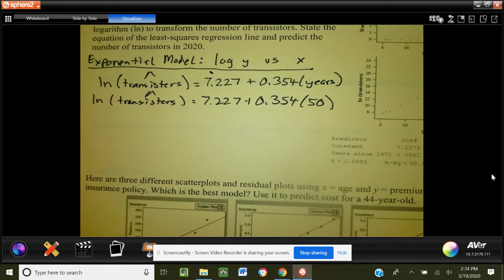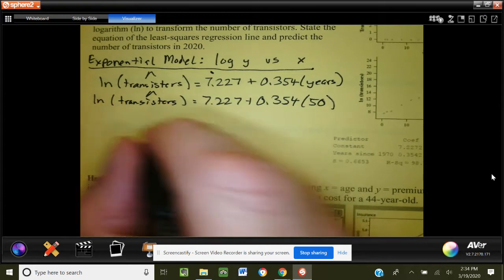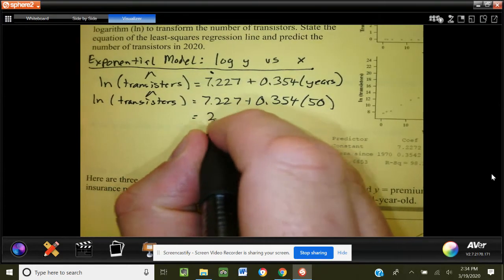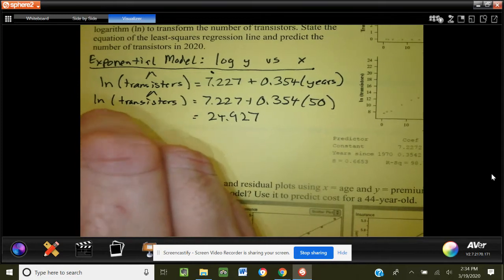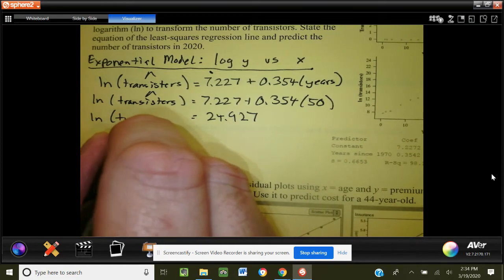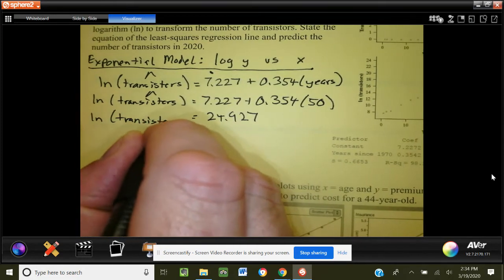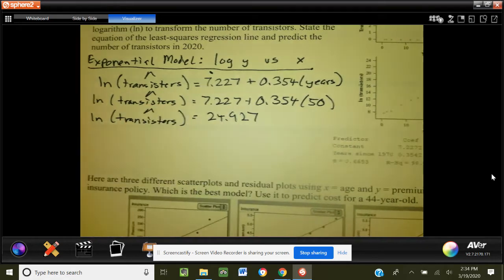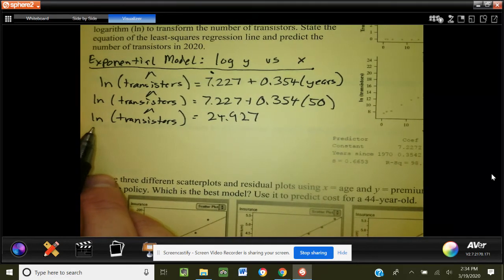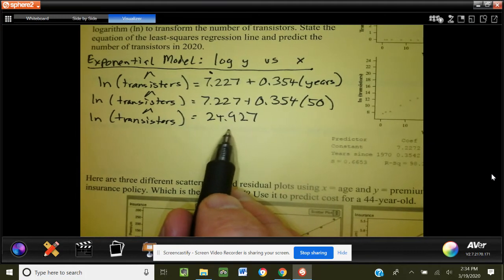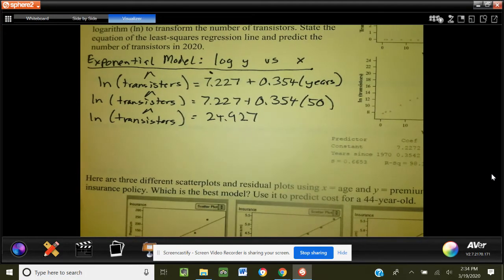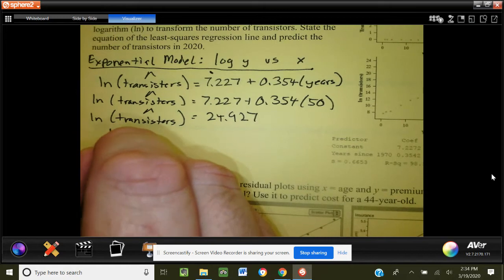That would give us a value of about 24.927. And again, to solve the log equation here, we just convert it to an exponential. ln is log base e. So e to the 24.927 power would equal predicted transistors. So let me just write that.